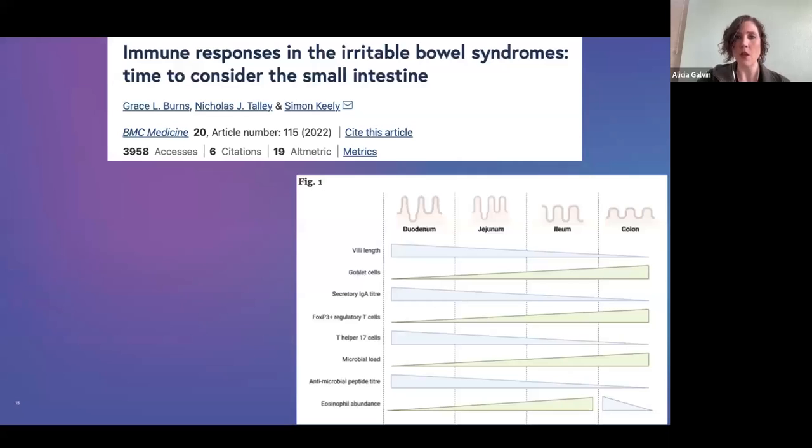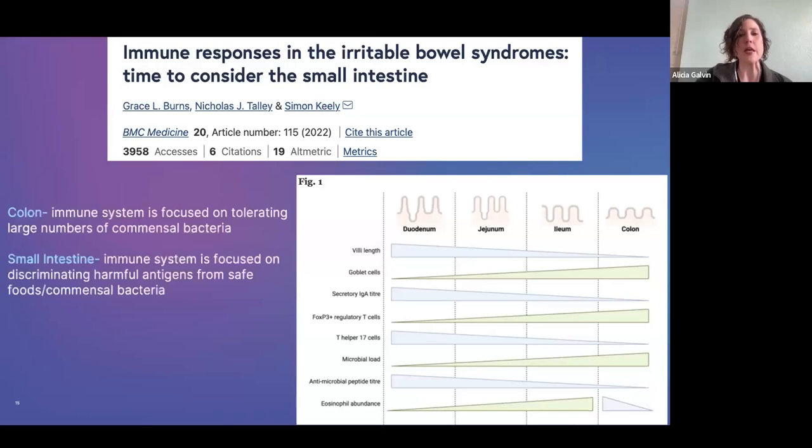So why am I spending so much time talking about and referring to the immune cells in the small intestine and the differences between the small intestine versus the colon? That's because if we look here, I think this is a great graphic that shows exactly how that differs, if we think about the purpose of each part of the intestine.